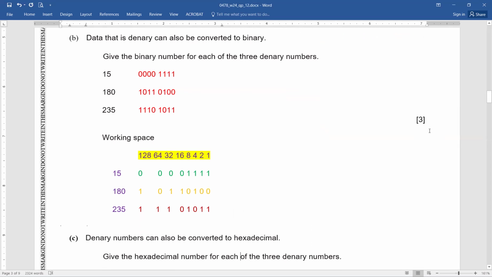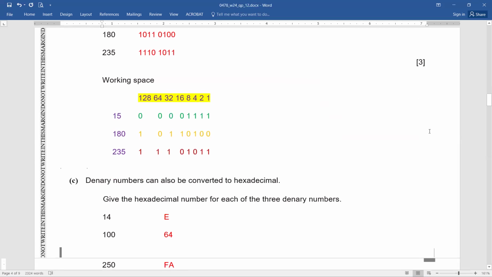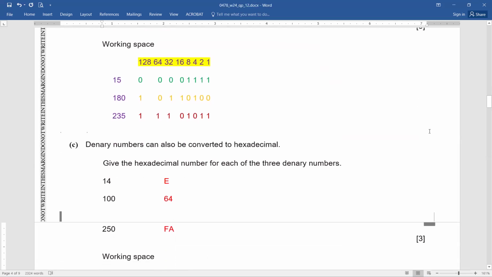Any questions? Okay, part C. Denary numbers can also be converted to hexadecimal. Give the hexadecimal number for each of the 3 denary numbers, 14, 100, and 250.